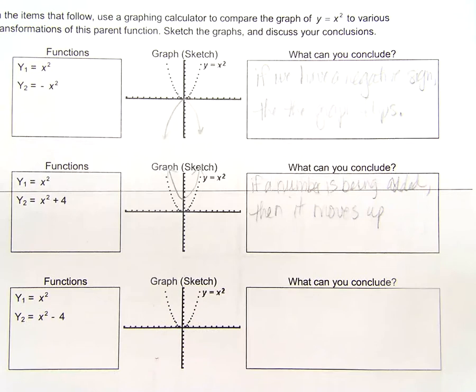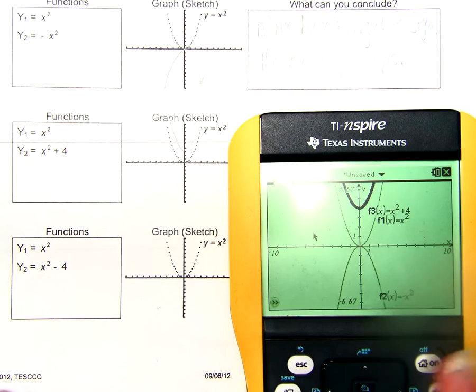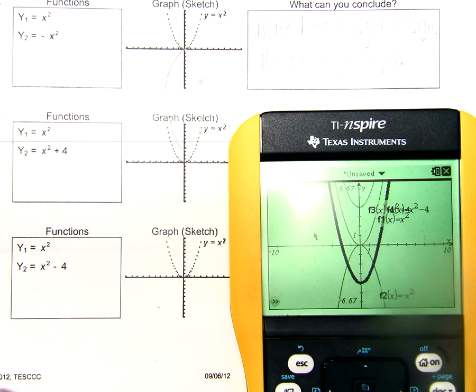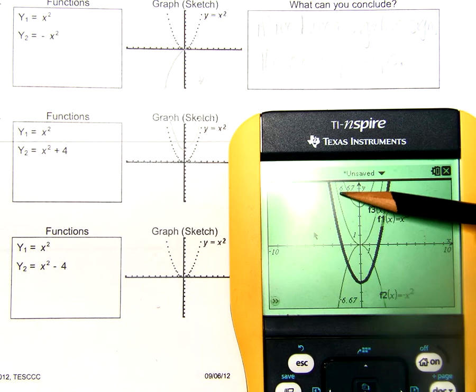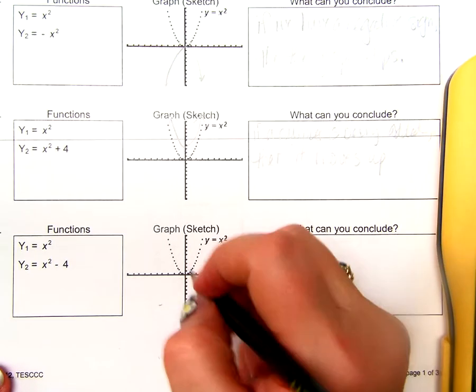So what do you think is going to happen on 3? You think it's going to go down? X squared minus 4? Did it? So here's the problem. Some people think that it got bigger. Did it get bigger compared to the parent? Here's the parent right here. This looks bigger. You can just see more of it. Very good. Okay? So it did move down 4.